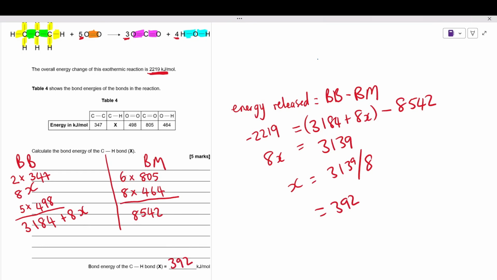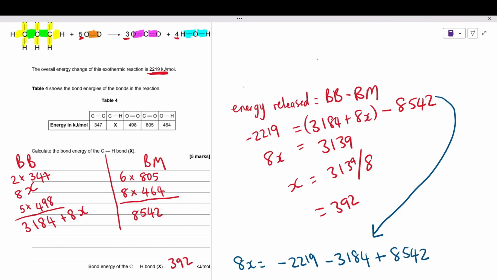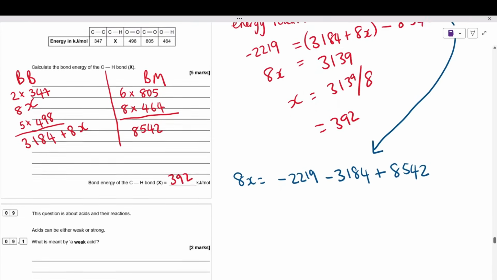Okay, now you should be able to rearrange that equation to solve for X, right? But just in case you're unsure how we got to this answer, I'll just put the rearrangement down here. So that is 8x is equal to negative 2219, right, minus 3184 plus 8542. Okay, so that's how we would have rearranged it to get that as our answer. Okay. All right, now let's move on to number 9.